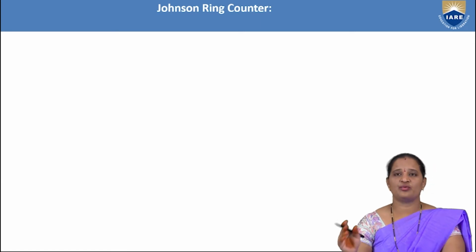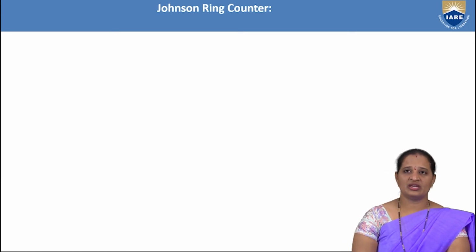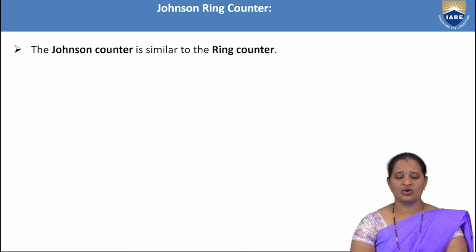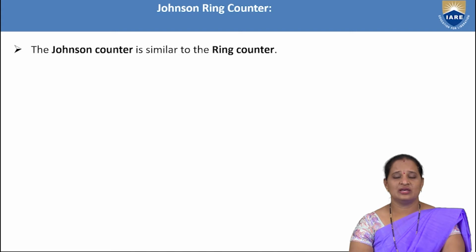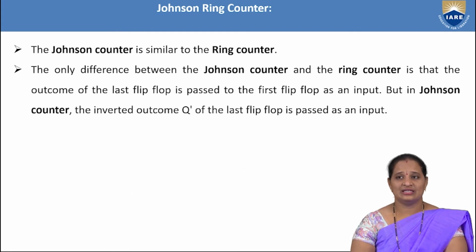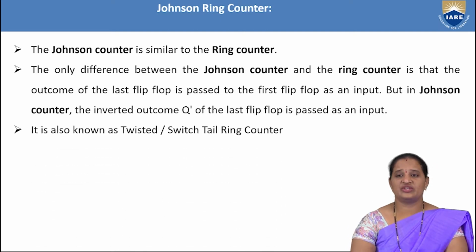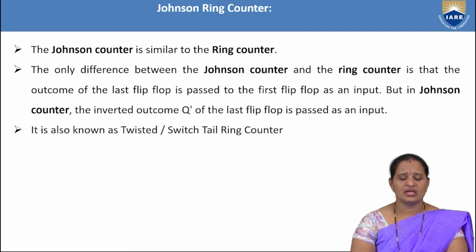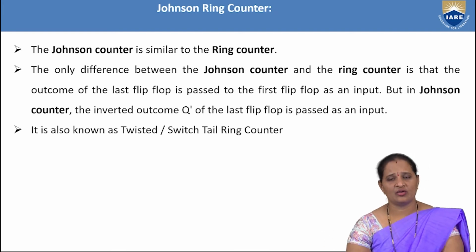Now we are going for the next counter, that is the Johnson ring counter. We can also call this a twisted ring counter, or a switch tail ring counter. So the Johnson ring counter is also called a twisted ring counter or switch tail ring counter. This is also similar to the ring counter.